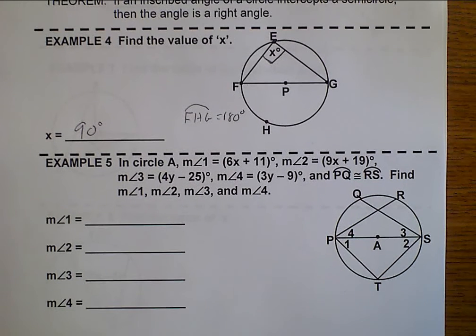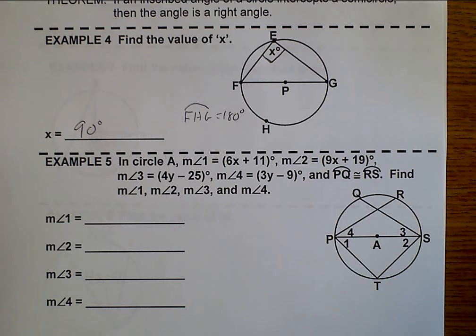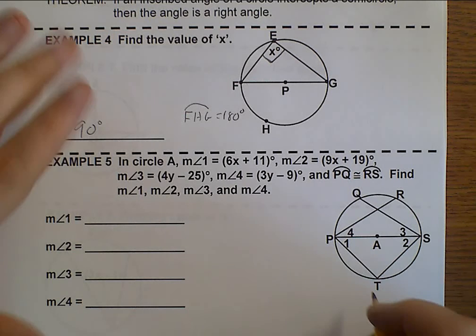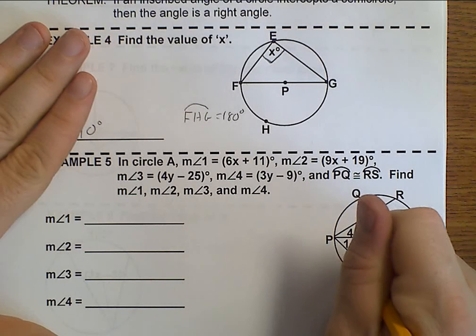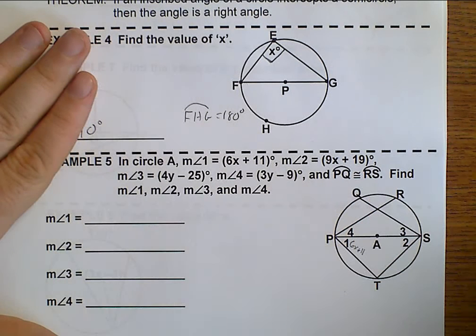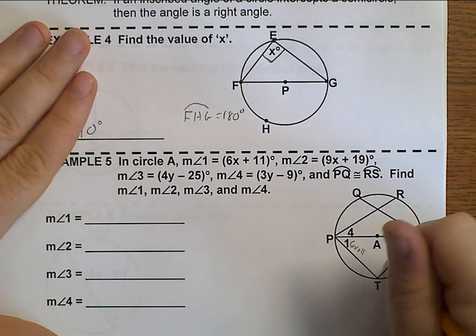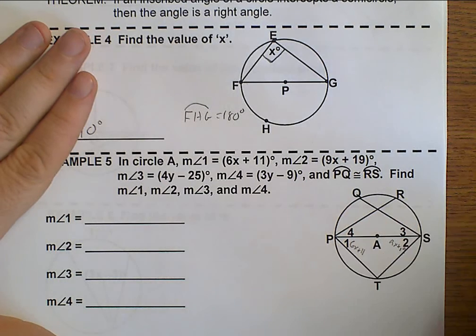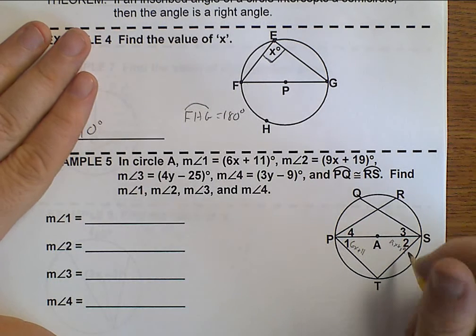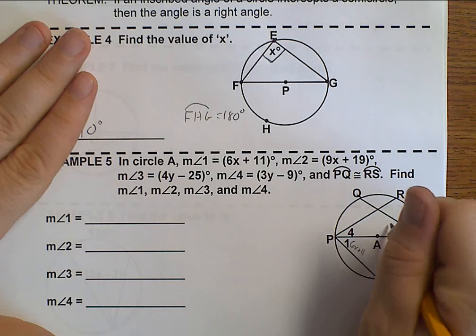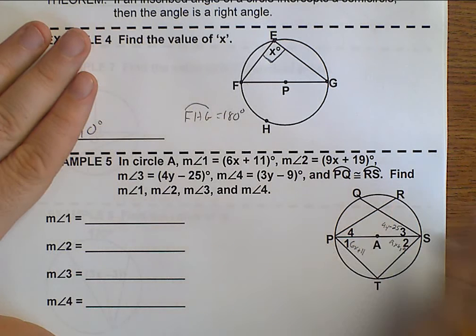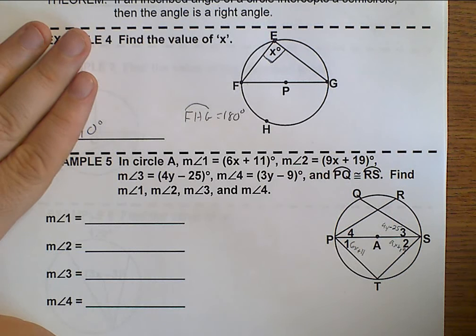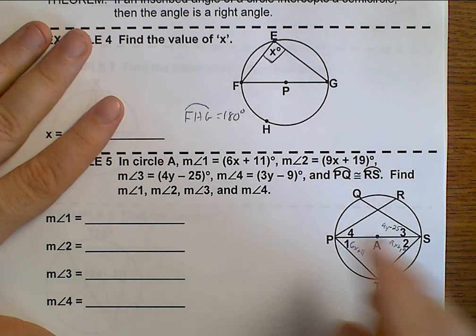Let's put some of this together for example number 5. So here we have circle A, and it gives us a bunch of measures. It says the measure of angle 1 is 6x plus 11. The measure of angle 2 is 9x plus 19. The measure of angle 3 is 4y minus 25. And our angle 4 is 3y minus 9.